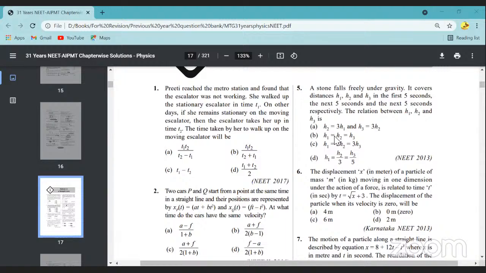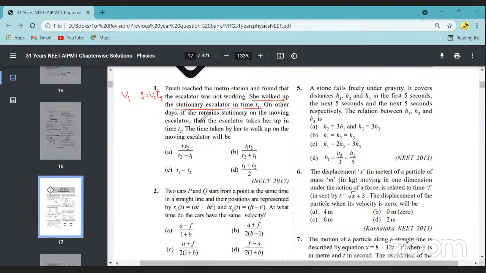So first she walked up the stationary escalator in time t1. So Priti is walking. Let Priti's walking speed be v1. So when only Priti is walking, she is taking how much time? T1. That means S equal to V1 T1.